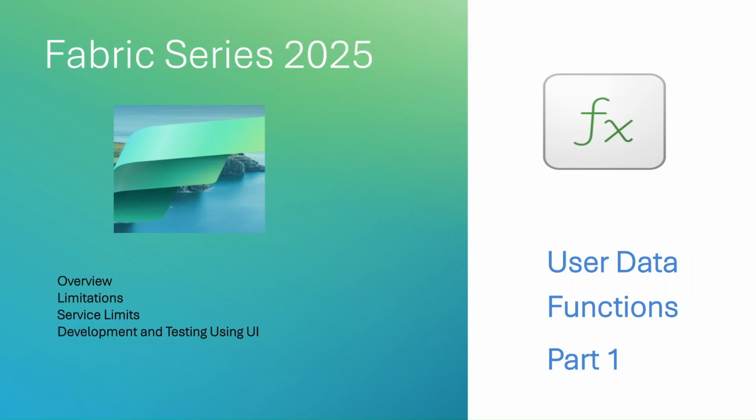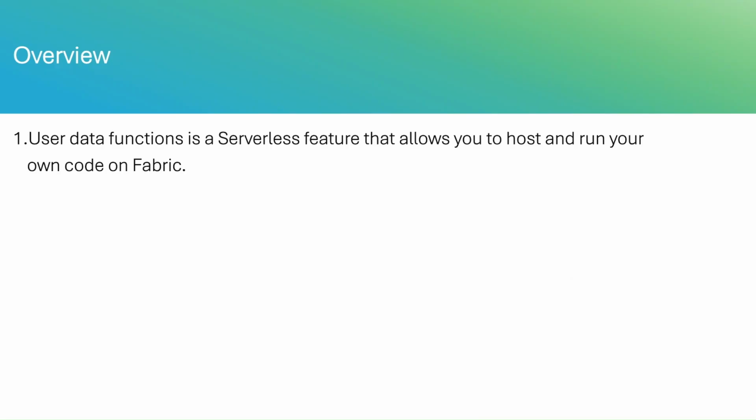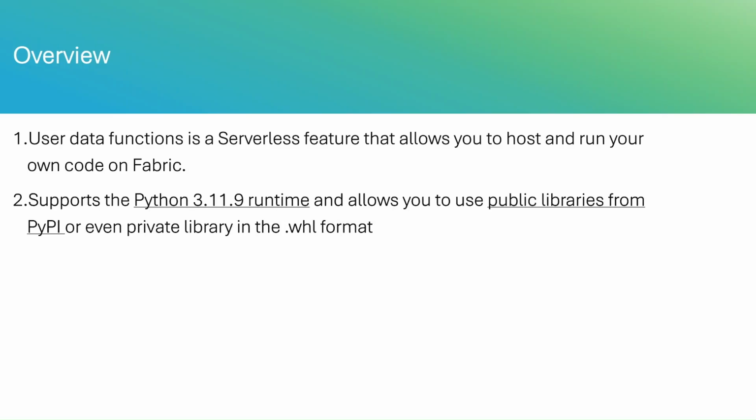Today we are going to discuss user data functions. User data functions is a serverless feature that allows us to host and run our code on the Fabric ecosystem. This supports the Python 3.11.9 runtime and allows you to use public libraries and even private libraries in the WHL format. So suppose you want to run pandas, numpy, or even the requests module for calling any REST endpoints, you can use them as the public libraries.